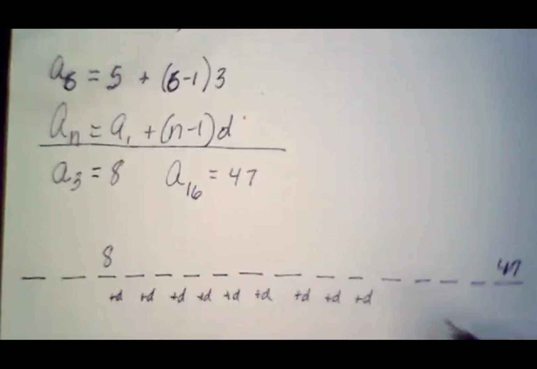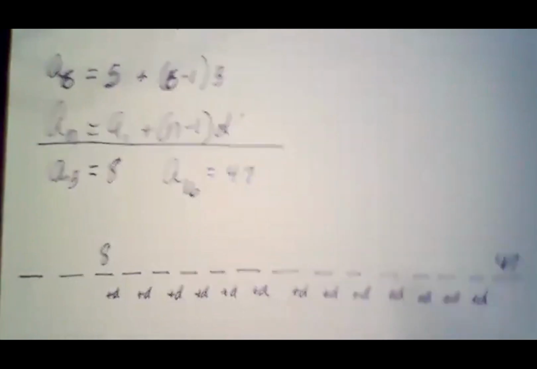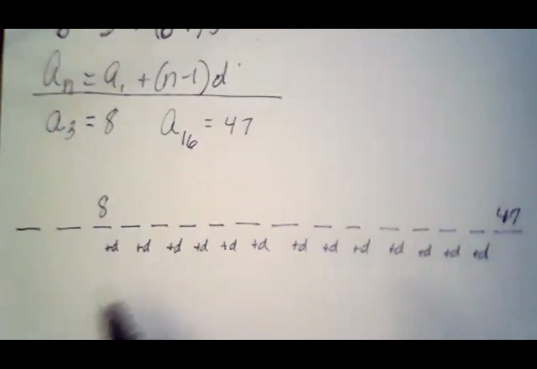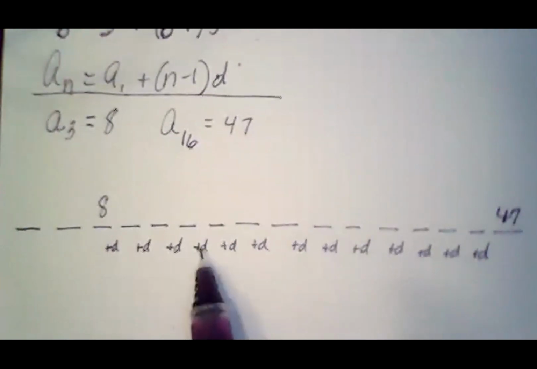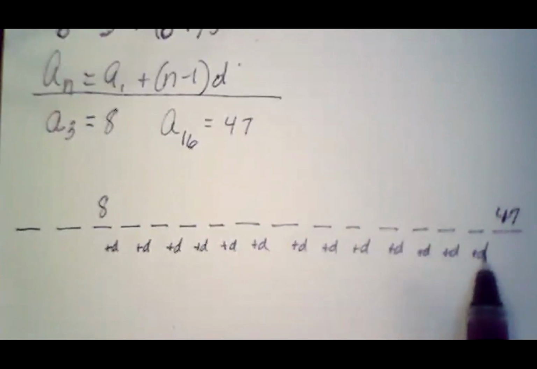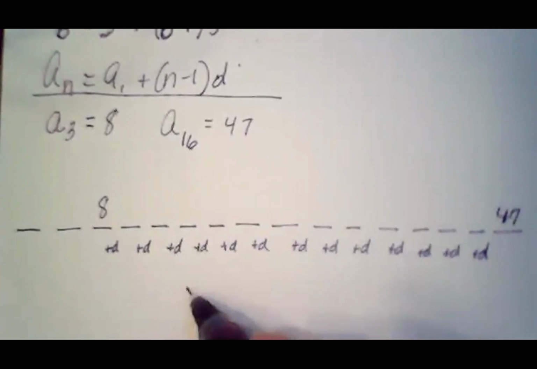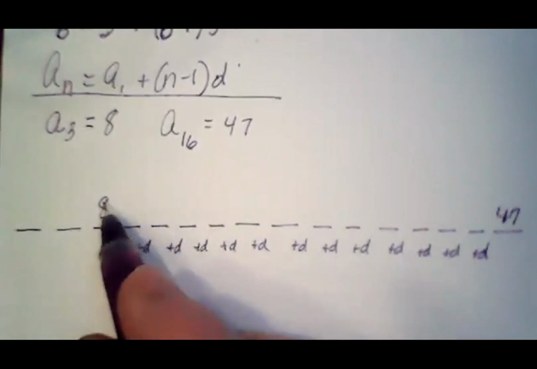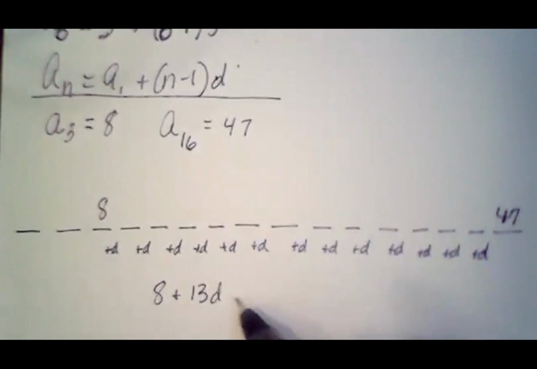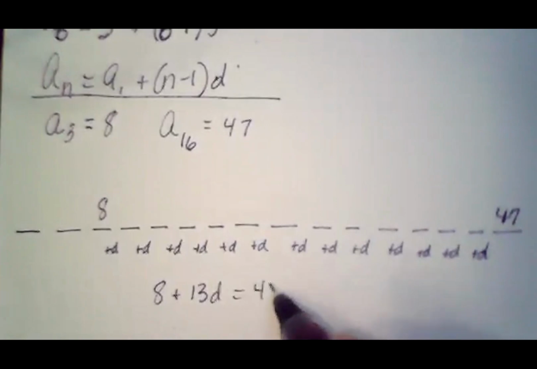So I'm really just counting the spaces in between here. And you would not work this problem this way. Yeah, it'd take a long time. But 1, 2, 3, 4, 5, 6, 7, 8, 9, 10, 11, 12, 13 is where they got the 13D. So 8, this term, plus 13D has to equal 47.